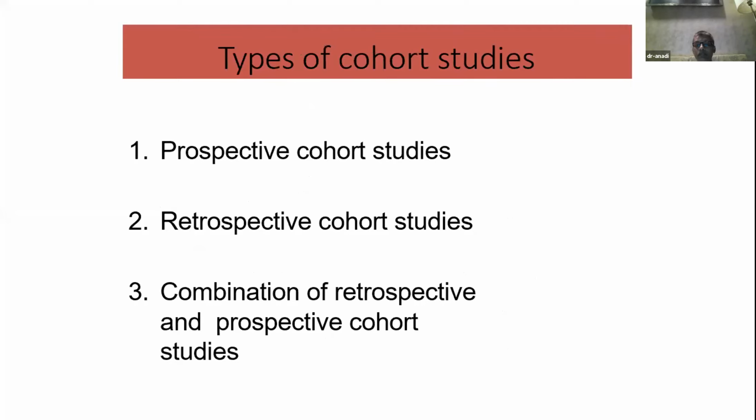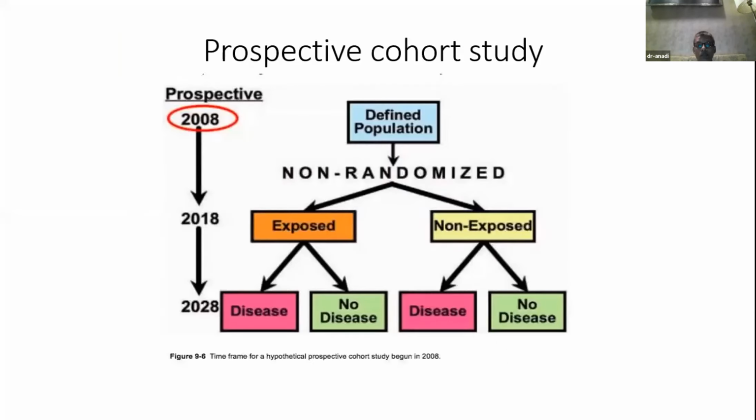So there are three types of cohort study. One is prospective cohort, one is retrospective cohort study, and one is a combination of both retrospective and prospective cohort study. So prospective: you start with the defined population in the year 2008. You define some exposure at a certain point of time. You get some disease in 2028. You follow up the total population for 20 years.